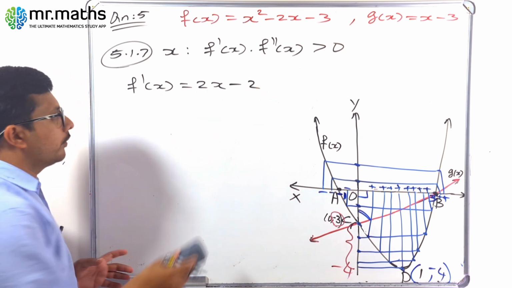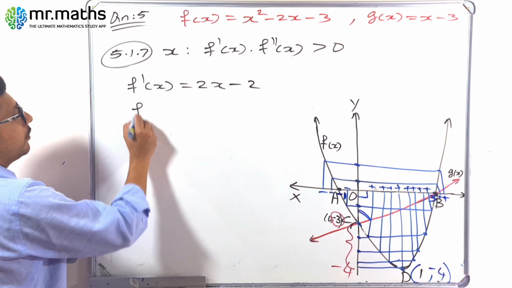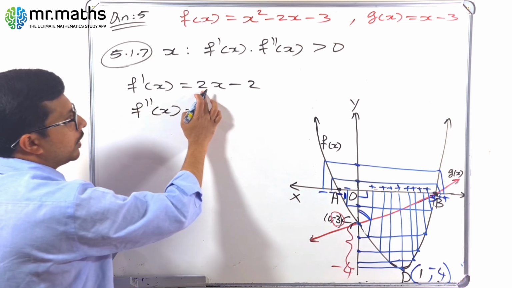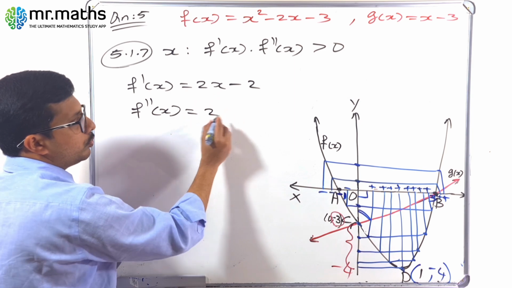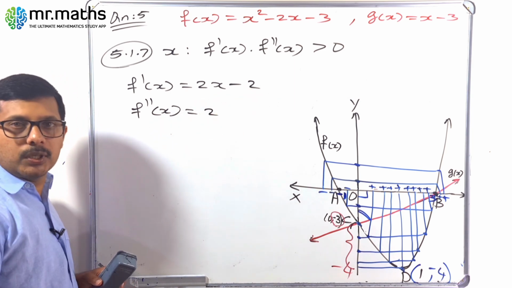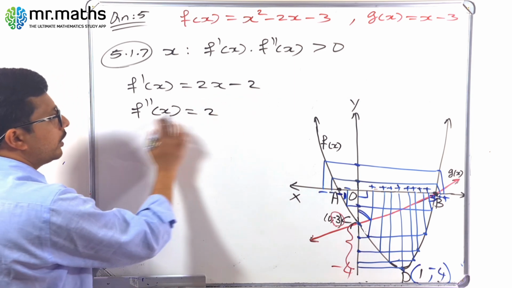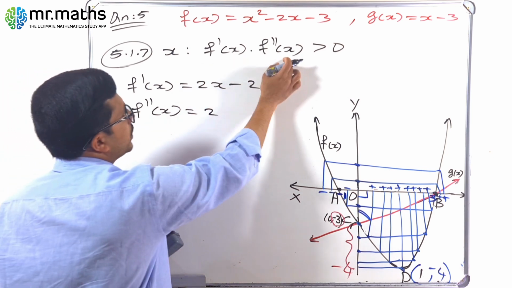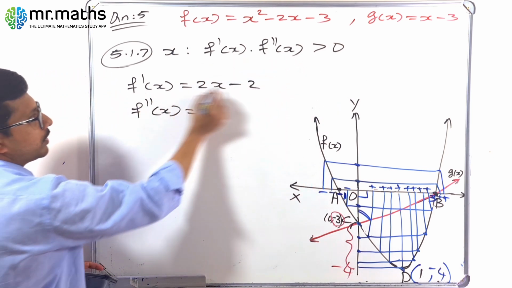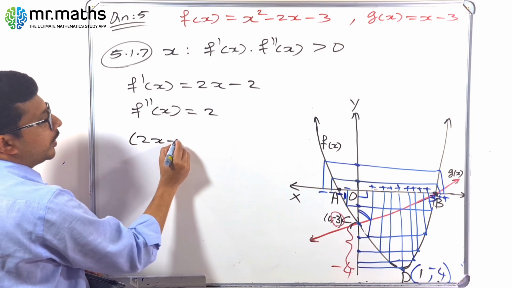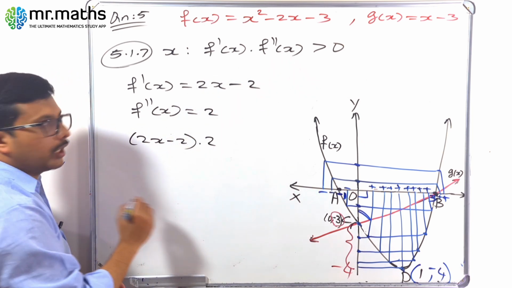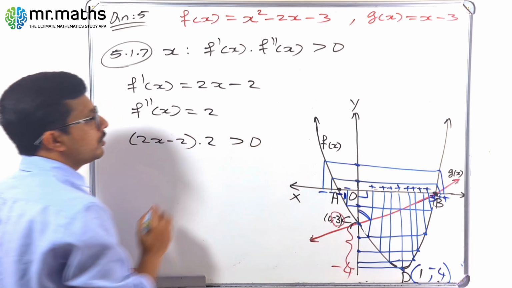That is the first derivative. Then what is the second derivative? You have to derive this one again. So what is the derivative of 2x? 2. What is the derivative of the constant term? It's a 0. So the second derivative is 2. Now f dash of x into f double dash of x. What is f dash of x? 2x minus 2 into f double dash of x is 2, is greater than 0.